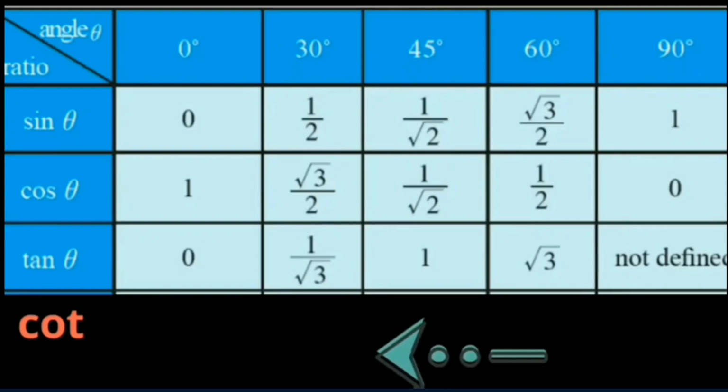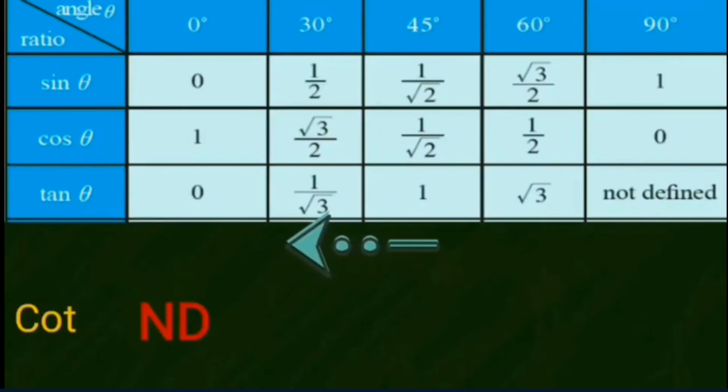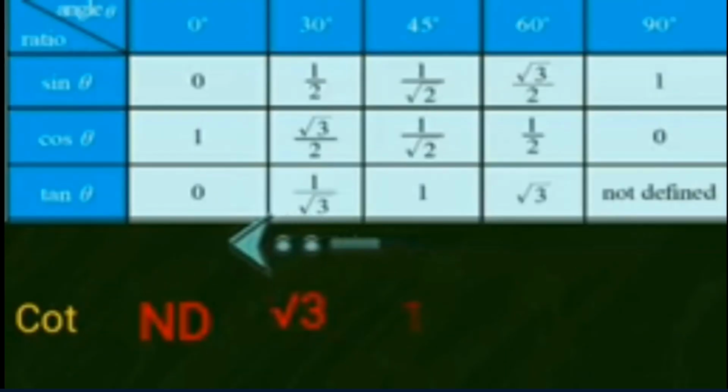So we'll write it in table form. Tan 0 is 0, tan 30 is 1 upon root 3, tan 45 is 1, tan 60 is root 3, and tan 90 is not defined. Now for cot, we need to write the tan values in reverse order. That is, cot 0 is not defined, cot 30 is root 3, cot 45 is 1, cot 60 is 1 upon root 3, and cot 90 is 0.